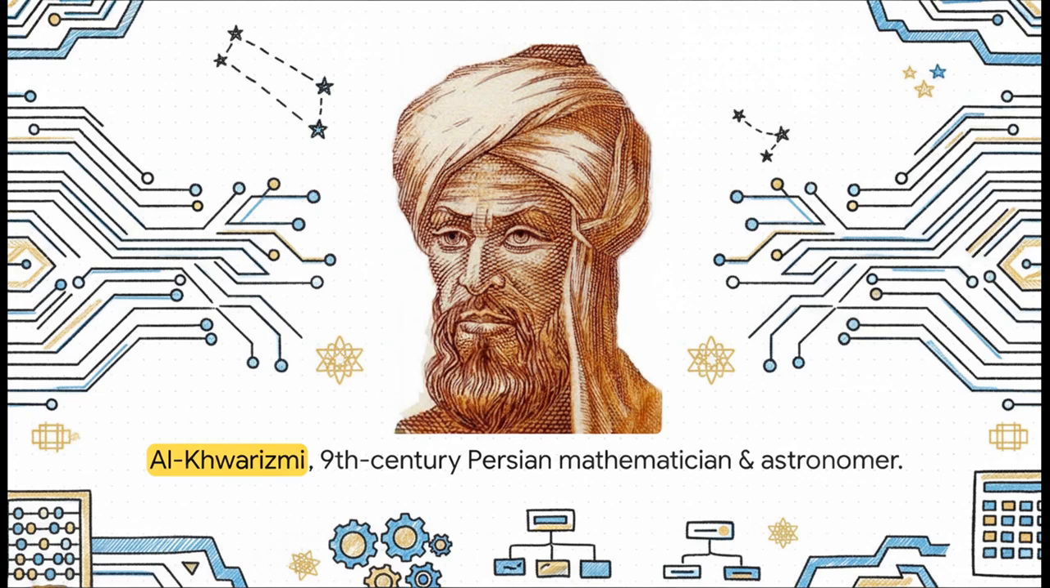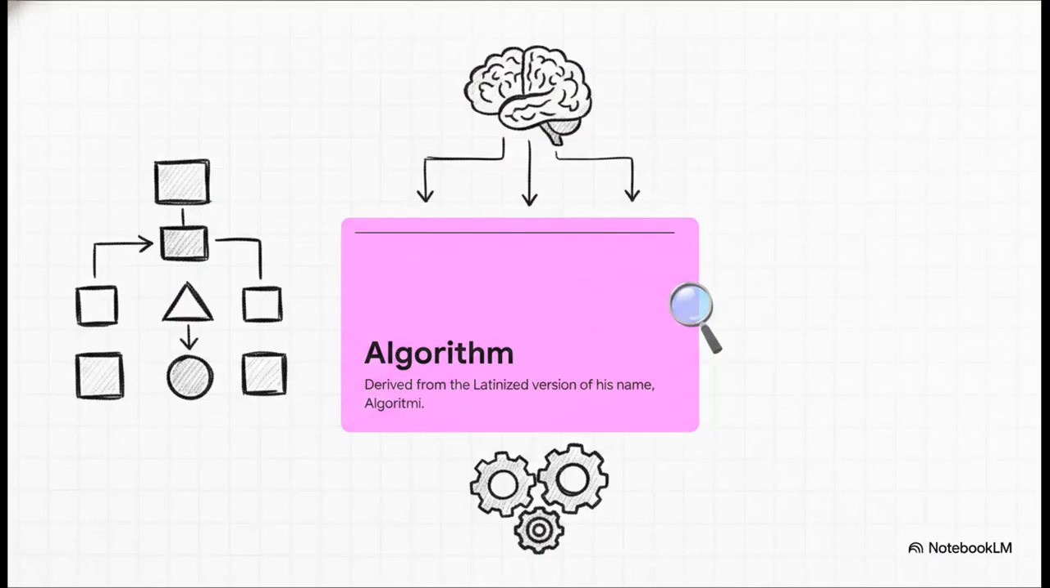Now, you might not hear his name every single day, but his work forever changed the trajectory of human history. He essentially laid the absolute bedrock for computer science as we know it today. Think about the word algorithm for a second. It's literally the heartbeat of all computer programming, right? Well, that word is directly derived from the Latinized version of his name, algorithmi.